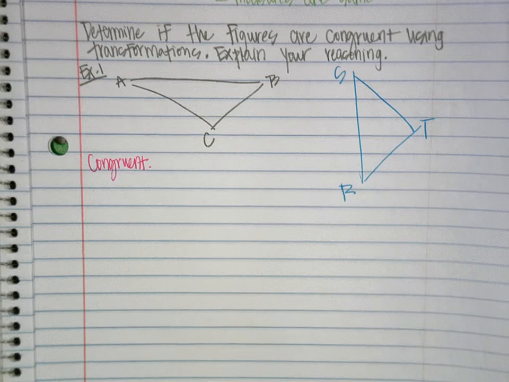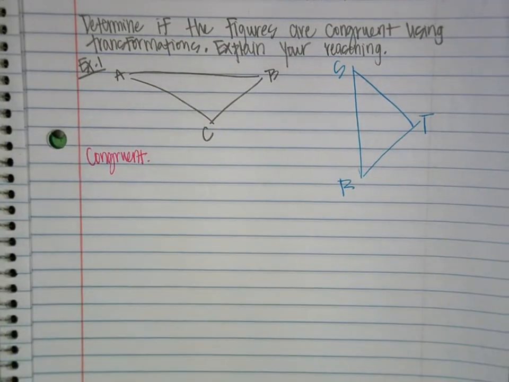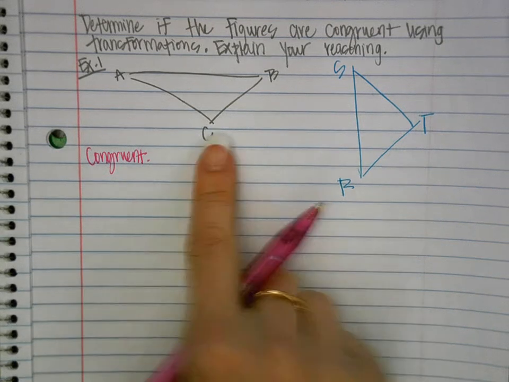And basically, how could you get from this figure to this figure? What would you have to do? Rotate. You could rotate, right? Which way would you rotate?